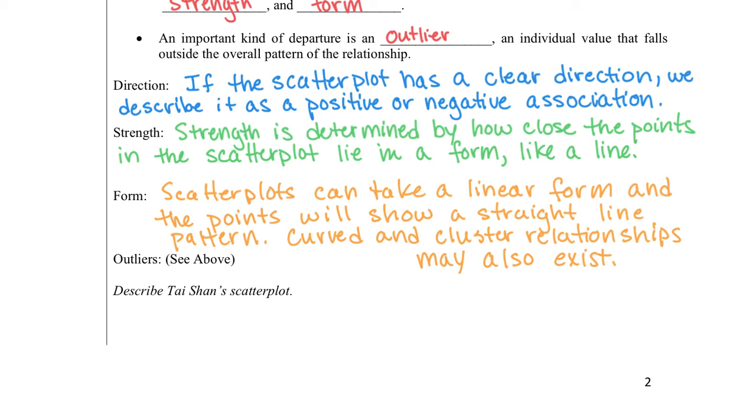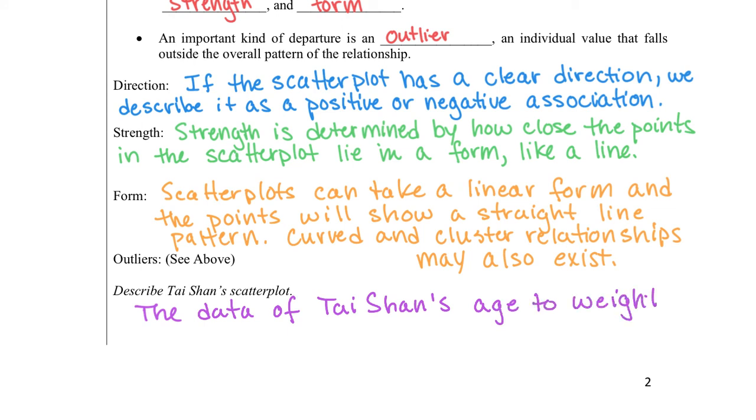So here's how we describe Taishan's scatter plot. The data of Taishan's, and I'm actually going to have you watch me write this. I usually don't bore you with this, but I want to walk you through step by step. So age to weight. What's important is that you put this in context. So this part here is context. You can't just say the data. You have to say, what are you comparing?